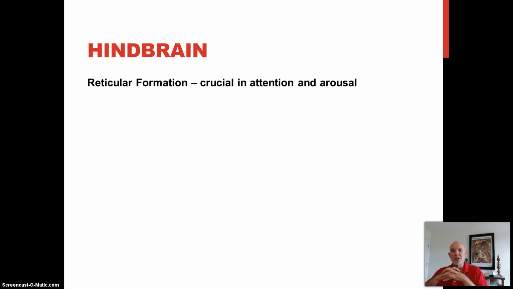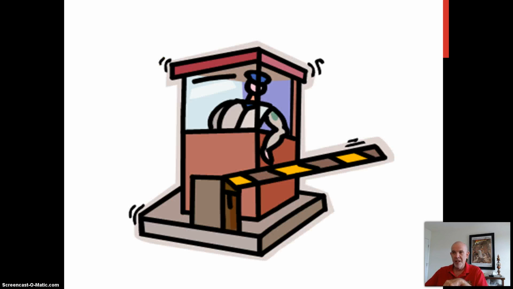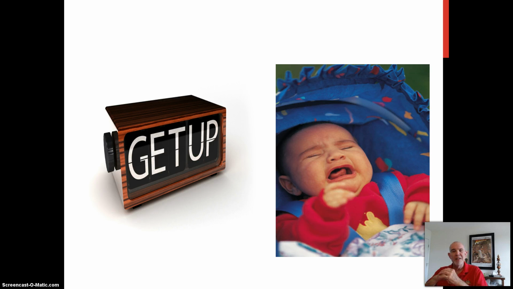The reticular formation plays a crucial role in attention and arousal. It's a filter of sorts. It blocks some messages but allows other messages into the midbrain and forebrain, kind of like a gatekeeper. The reticular formation reduces alertness and helps you fall off to sleep even during a violent thunderstorm outside. But it will also wake you up when you hear your baby cry.